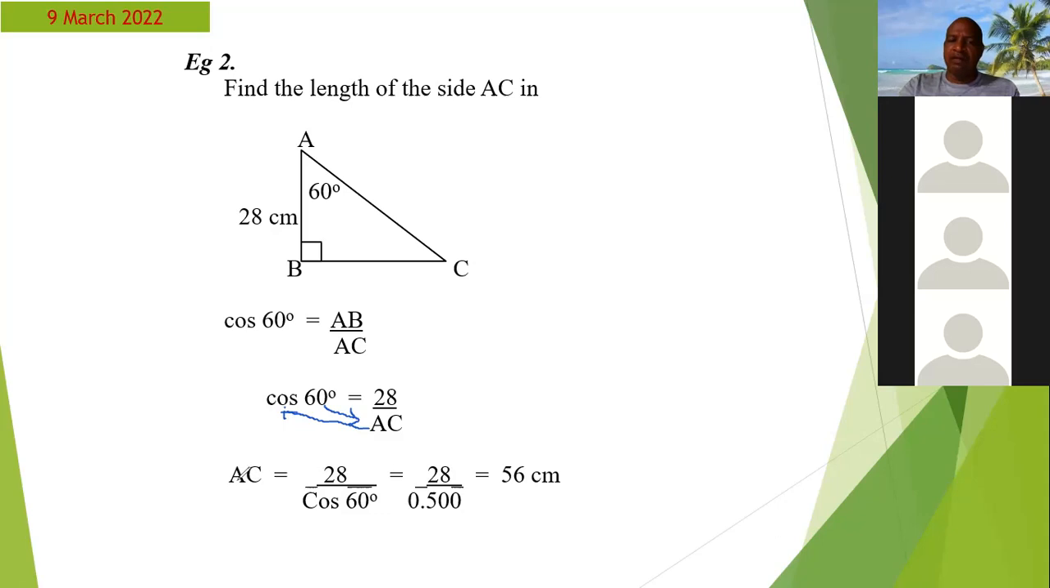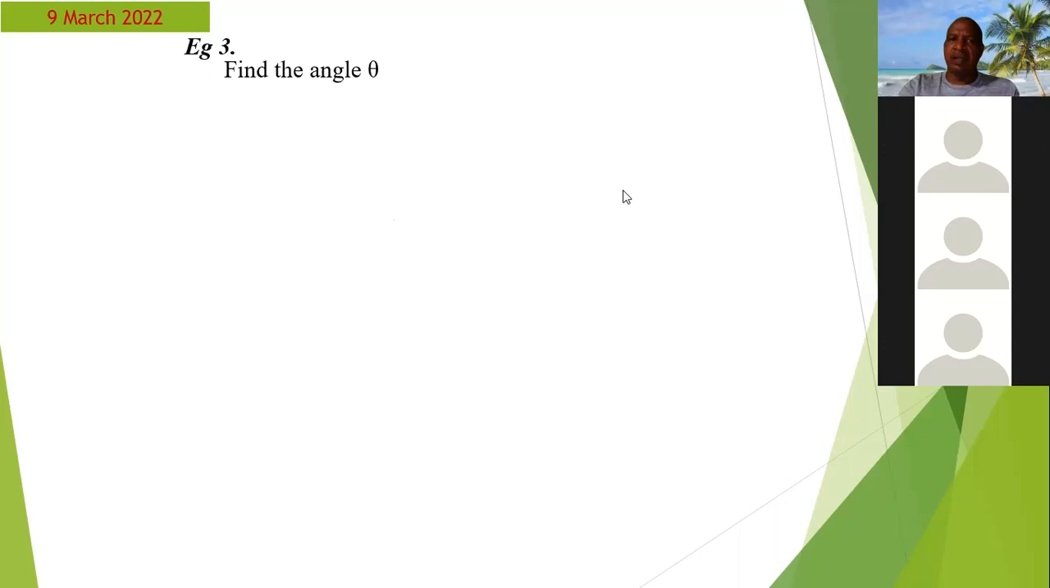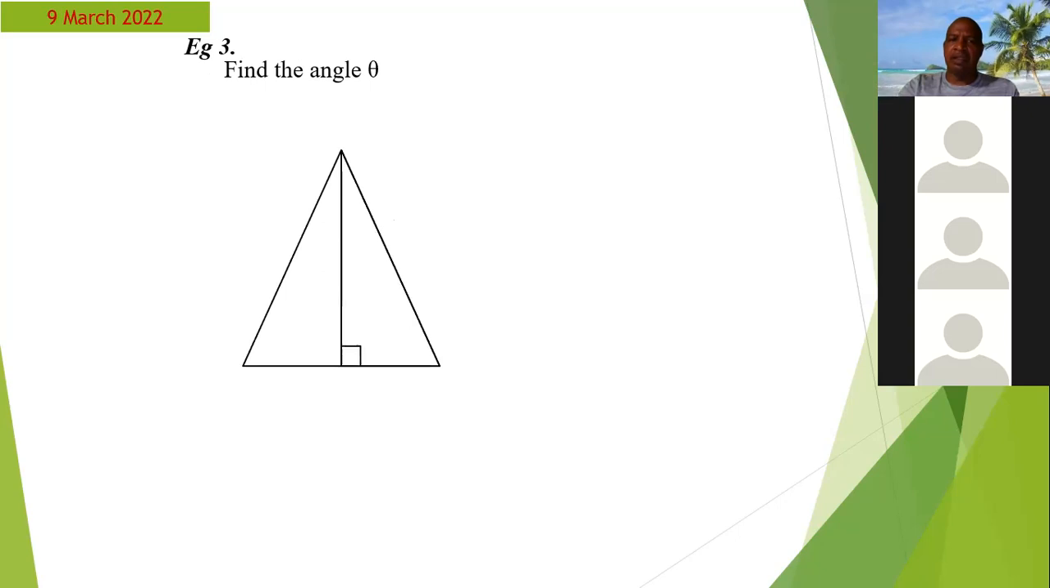And so that will give you one step instead of two steps. So we would now have AC equal to 28 over cos 60. Then we work out cos 60 to be 0.5. So we have 28 over 0.5 equal to 56 centimeters. All right, guys, everybody should be clear on that. So moving on.